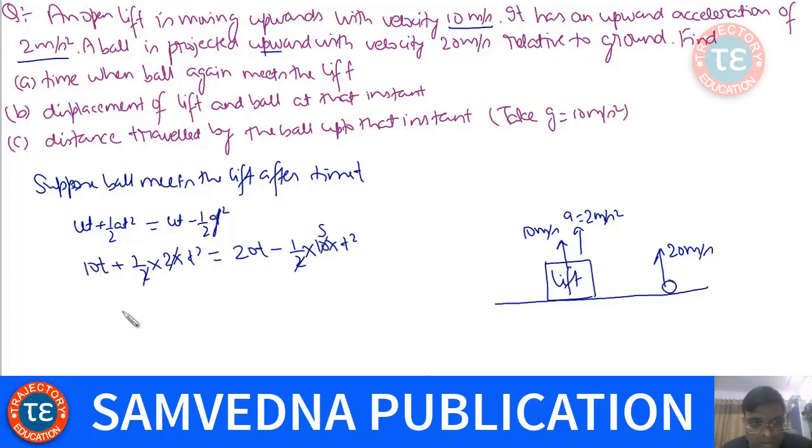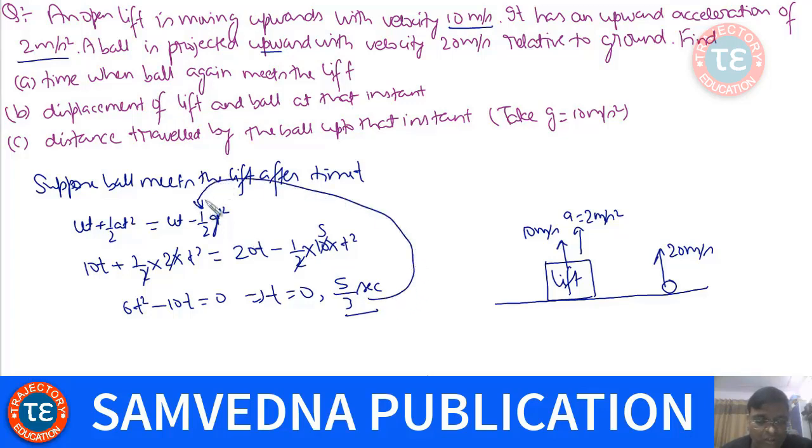So what you have is 5, 6t square minus 10t, or t will be 0. So the ball and lift are together at t equal to 0 of course, and at 5 by 3 second. So after 5 by 3 second, ball and lift will be together, right? And displacement will be, just put this t in any one of the equation, that will give you displacement. So put it in any of the equation.